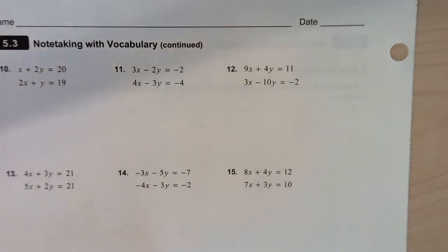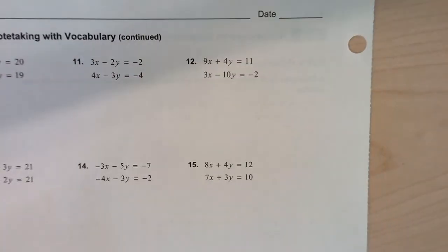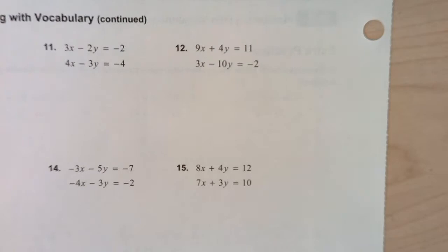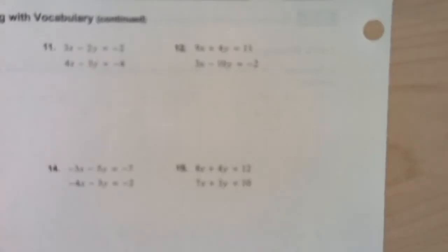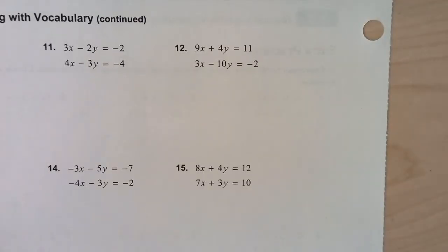Okay, here's my next example, number 12. I still want to solve the system of equations, specifically using elimination. Go through your steps or your checklist. Each of the equations on number 12 is already in standard form: 9x plus 4y equals 11, 3x minus 10y equals negative 2.